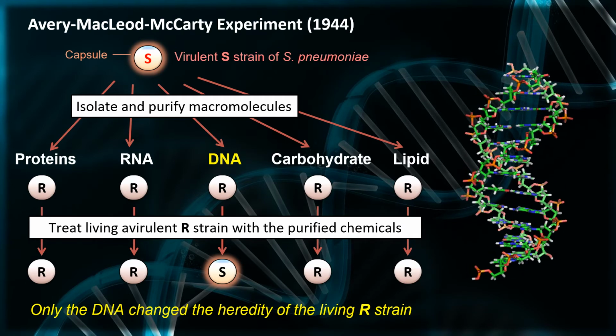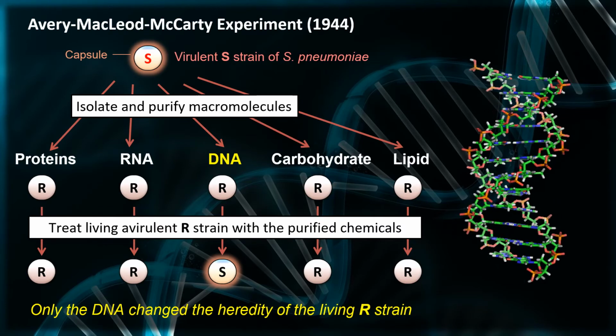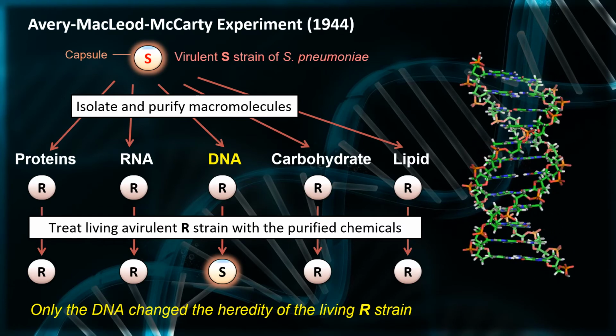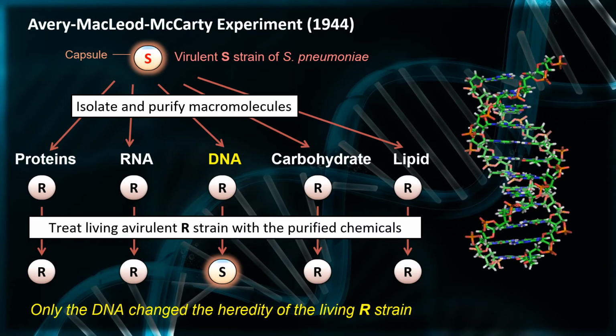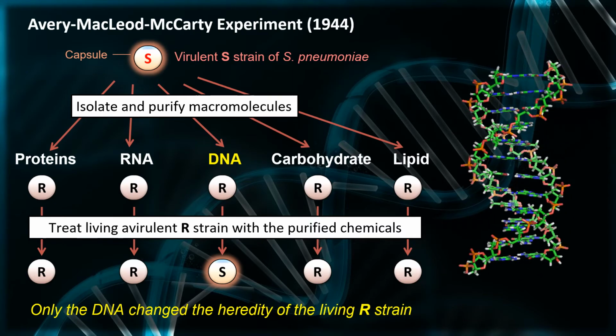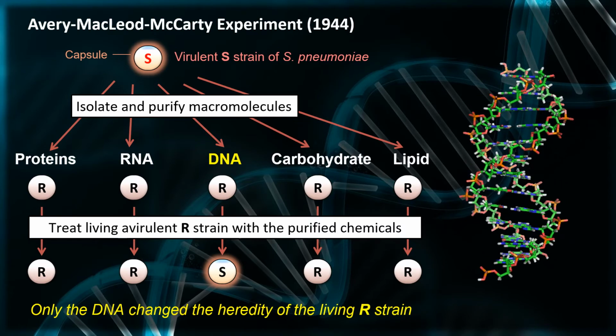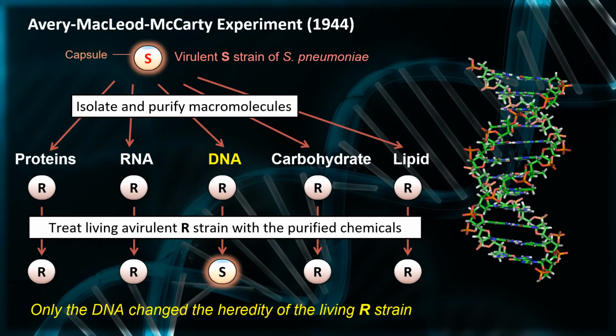So our experiment is going to be kind of similar to this one. We're not going to use a virulent pathogenic organism. We're going to use E. coli. We're not going to extract all sorts of different molecules, proteins, RNA. We're just going to use the DNA and confirm that DNA is the hereditary material of a cell.